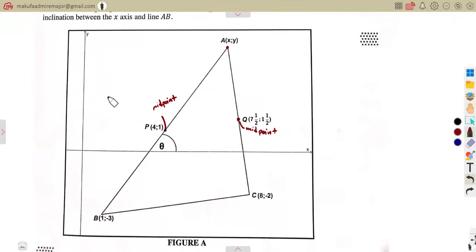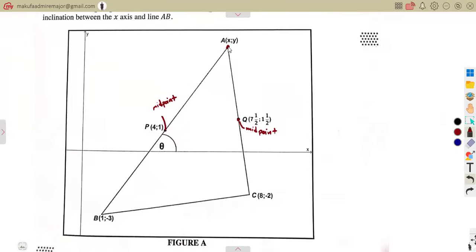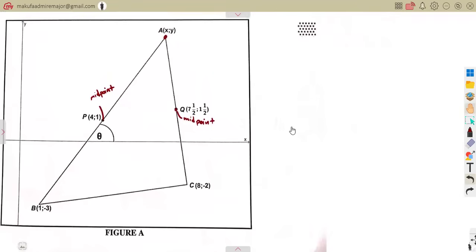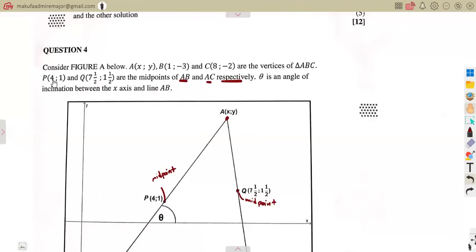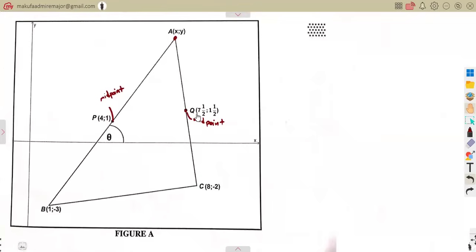Let's see our questions. So from this diagram, the questions now are 4.1, determine 4.1.1, the coordinates of A, 4 marks. A is the point, which is the vertex at this point at the top of our triangle there. And we are told P is the midpoint, Q is also the midpoint. So it was up to you. Either use P or use Q as the midpoints. Use the midpoint concept. What is it about the midpoint?